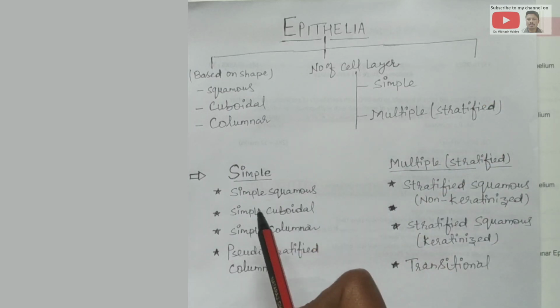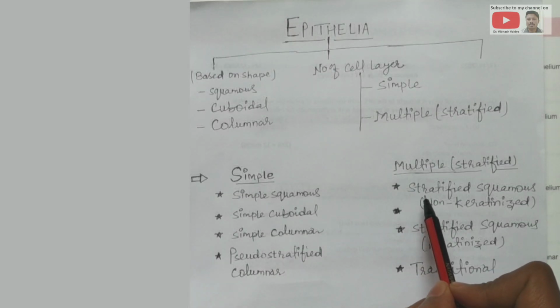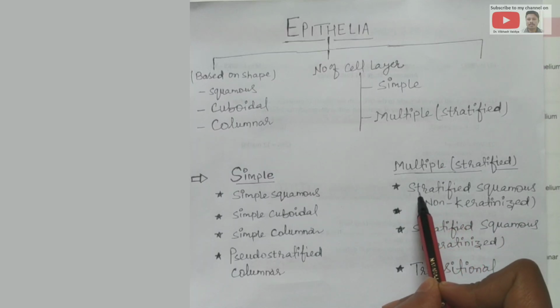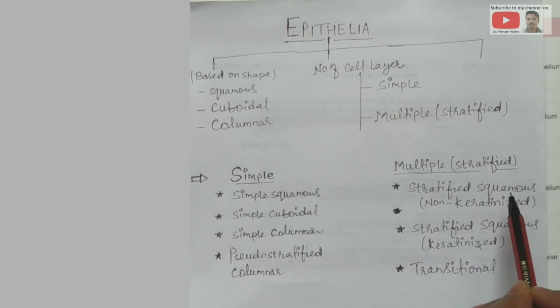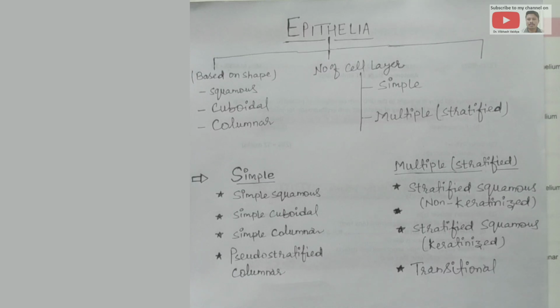Further, under the simple category, the epithelium is divided into simple squamous epithelium, simple cuboidal epithelium, simple columnar epithelium, and pseudostratified columnar epithelium. Under the multiple or stratified category, it is classified into stratified squamous epithelium and transitional epithelium. Further, stratified epithelium is divided into two categories, non-keratinized and keratinized. So one by one we'll discuss each of the epithelia. So let's start the video.